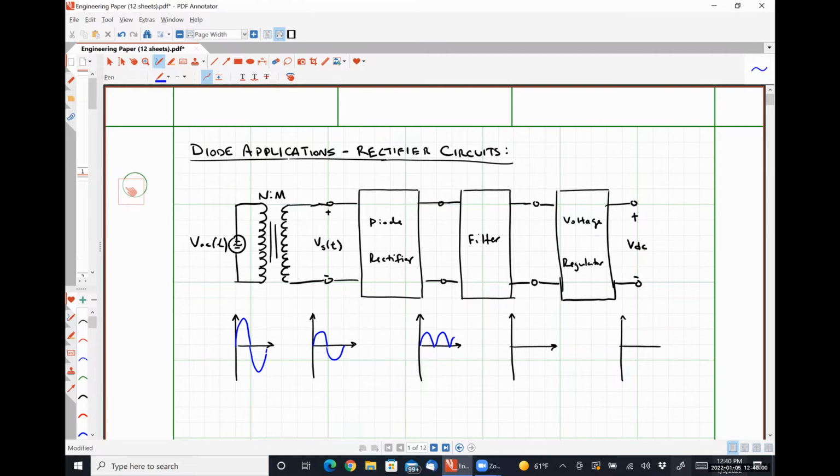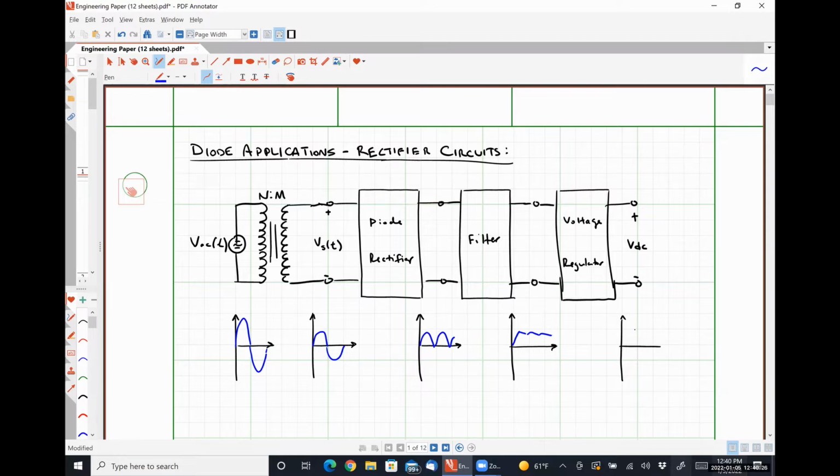And then our filter circuit is going to take that and kind of give us some DC offset, and then what we're going to call a ripple on top of it. So it's not going to be purely DC, but it's going to be DC with some regions of exponential decay that we're going to talk about.